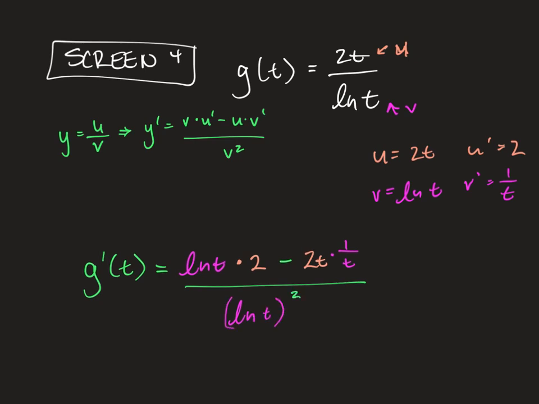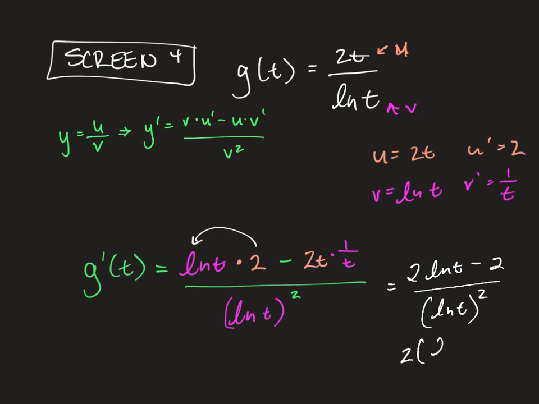And this we can simplify a little bit because 2t times 1 over t is just going to simplify to 2. So I'm going to rewrite this, and I'm going to put the 2 in front here. So 2 natural log of t minus 2 all over the natural log of t squared. Or if you wanted to factor out that 2, you could say the natural log of t minus 1 all over the natural log of t squared.